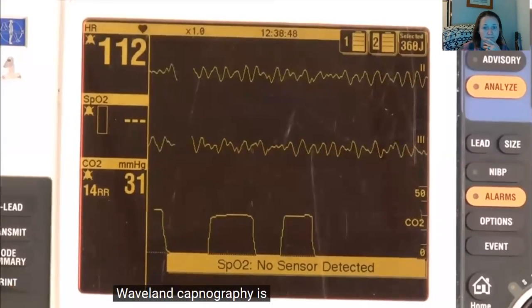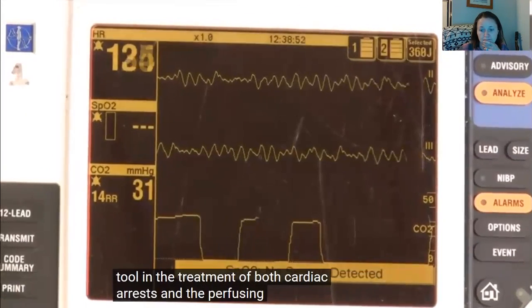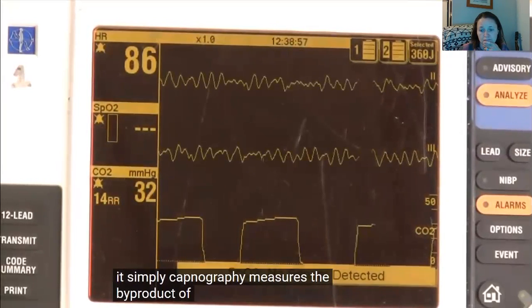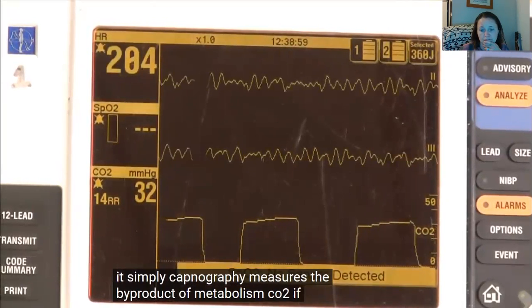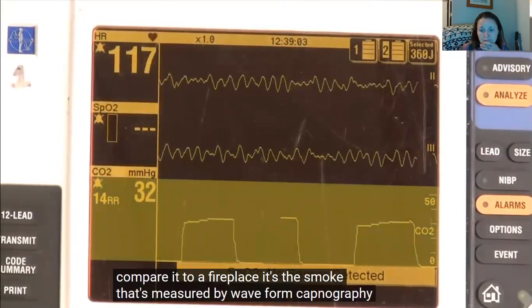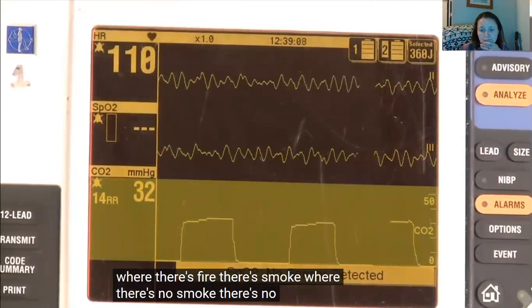Waveform capnography is an important new tool in the treatment of both cardiac arrest and the perfusing patient. To put it simply, capnography measures the byproduct of metabolism, CO2. If you compare it to a fireplace, it's the smoke that's measured by waveform capnography. Where there's fire, there's smoke. Where there's no smoke, there's no fire.